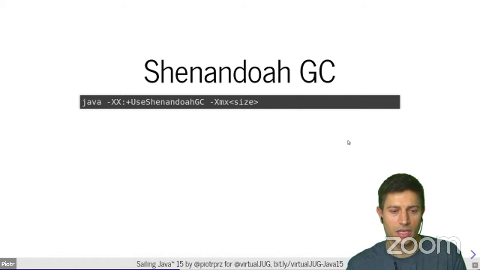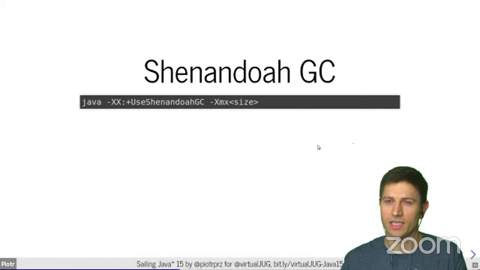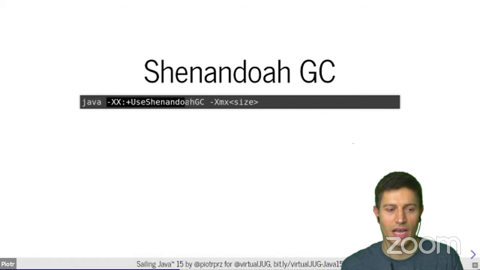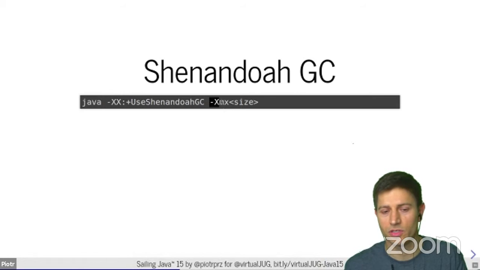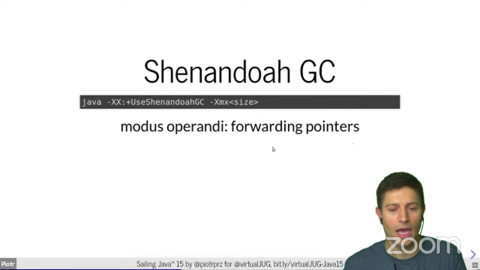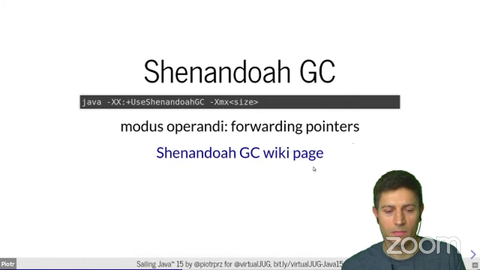And let's talk about Shenandoah. So how do we use it? Since Java 15, we just use this flag, UseShenandoahGC. There's no need for experimental features or something like this. And of course, it's always a good habit to set a maximum heap. Of course, there are also other switches or parameters. This is the bare minimum, I would say. And they operate using forwarding pointers.